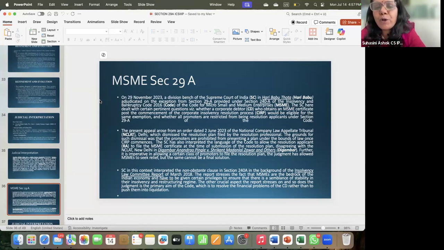So, Section 240A MSME. This case, in November 23, was before NCLT Hyderabad, then it went to NCLAT, then it went to the Supreme Court regarding Sections 240A and 29A, where the MSME promoter applied for an MSME certificate during the CIRP process. So what are your views? Whether he is eligible or not eligible?